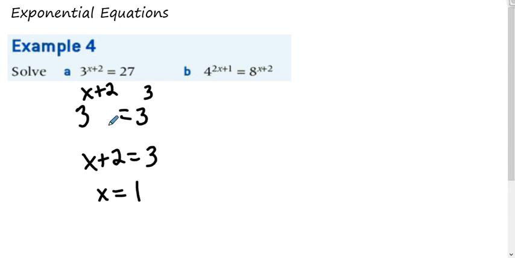And you can always check it. Put 2 in here, or I'm sorry, put 1 in for x, so 3 to the 1 plus 2, so 3 to the third, that's 27, so it works. Don't forget to check those answers. And then the same thing for b. Why don't you pause it and try this one on your own.